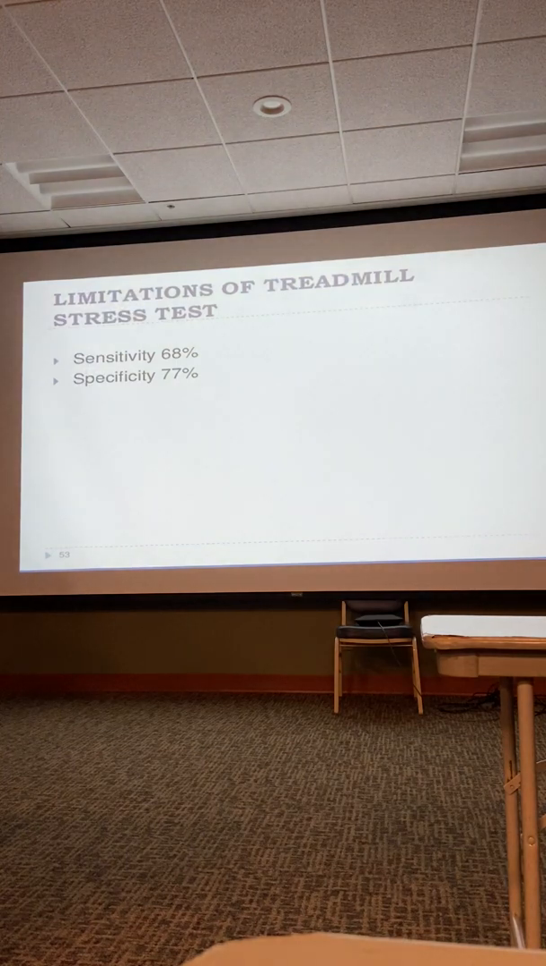So what's the sensitivity of a plain treadmill test? 68% in an intermediate patient population. So that's not great, right? And it's 77. So if somebody has disease, you're going to pick it up 68% of the time with a plain treadmill test. And if the patient has a positive treadmill test, 77% of the time they're going to have some significant coronary disease. That means a quarter of the time you're wrong.